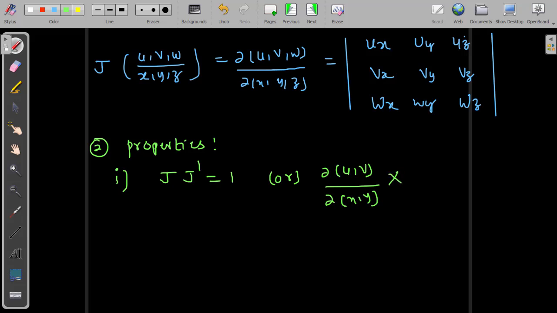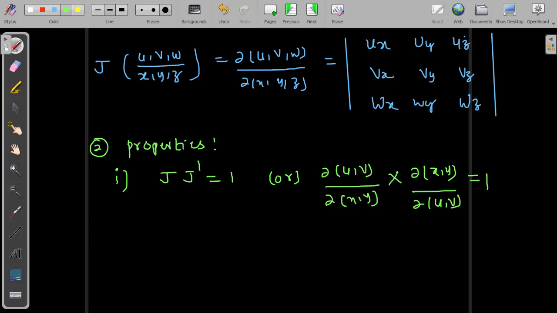Again, here ∂(u,v)/∂(x,y) multiplied by ∂(x,y)/∂(u,v), which means J times this. Suppose J is the Jacobian of (u,v) with respect to (x,y), multiplied with the Jacobian of (x,y) with respect to (u,v). If you multiply both of the results, you will get 1. The product is 1. This is Jacobian property 1.